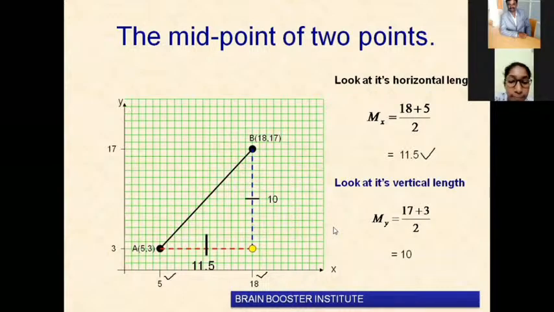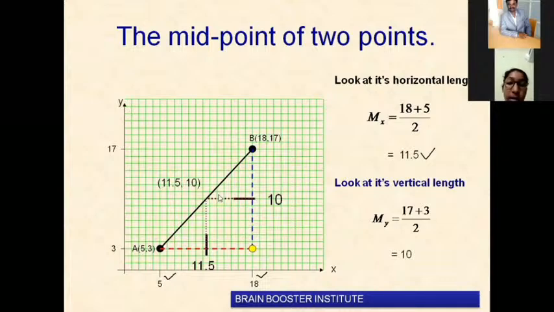Now 10. Now what do we do? Let us draw a red line through the midpoint of this line. Got the point? Yes, sir. Now let us draw one more blue line. Now see, what is this one? Its x coordinate is 11.5 and its y coordinate is 10. Is it right? Yes, sir. Now what is this point, Nana? 11.5 comma 10. Got it?